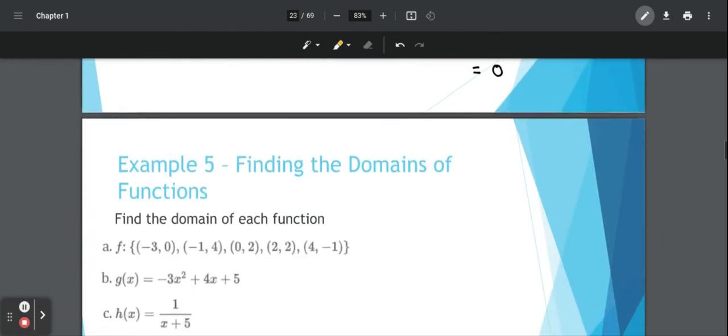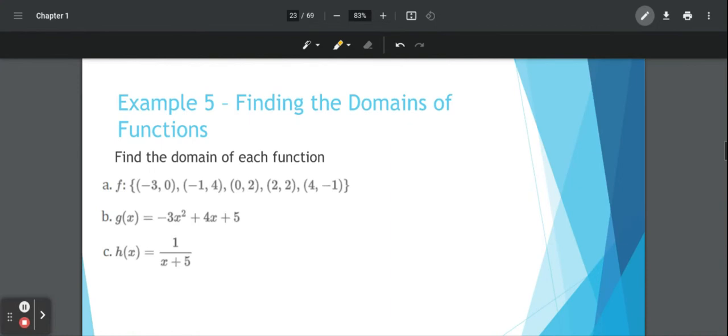And then the last thing is finding the domains of functions. So remember, your domains are usually your x values. When you're given the set of points, you're just going to list your x values. So your domain would just be negative 3, negative 1, 0, 2, and 4.